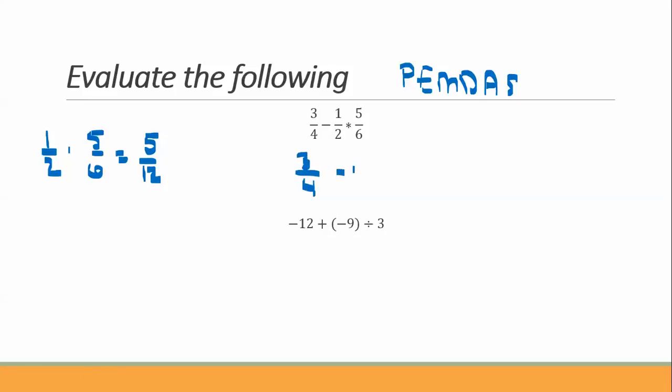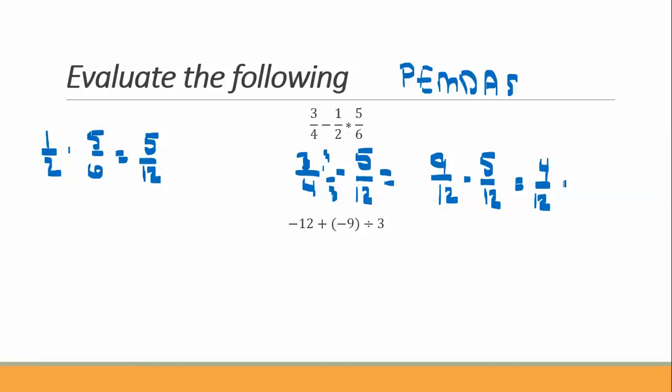So we have 3/4 minus 5/12. Now we need to multiply this fraction by 3/3 to get our common denominator. So we have 9/12 minus 5/12 is 4/12. Don't forget to simplify your fraction if it's possible.